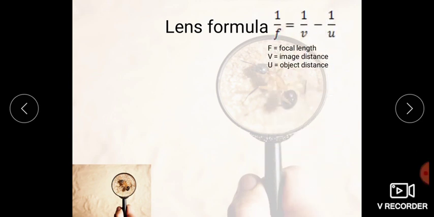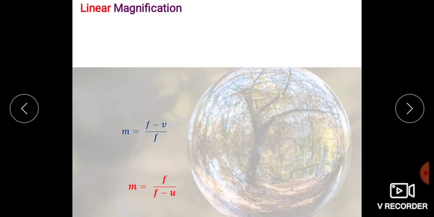1 by f is equal to 1 by v minus 1 by u. What are v and u? v is the image distance, u is the object distance, and f is the focal length of the lens. The sign convention, the measurements, I will explain to you later.